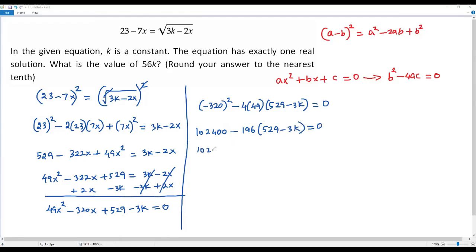Now let me write this 102,400. We can distribute this negative 196 to both the terms inside the parentheses. When I multiply 196 and 529, I am getting negative 103,684. Negative times negative is positive. 196 times 3k is 588k, equals 0. Now we can combine these two numbers. When I combine these two numbers, I am getting negative 1284. We can write the rest, that is plus 588k equals 0.